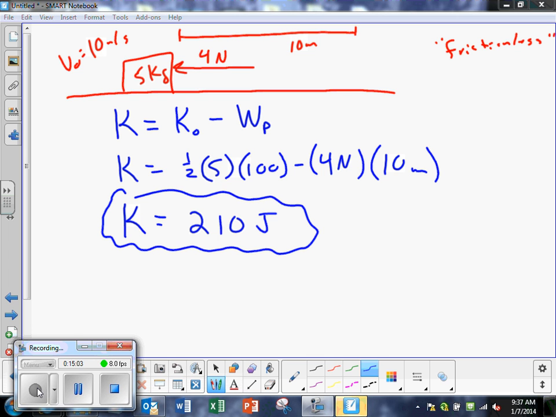And if I wanted to figure out my velocity, I just set that equal to 1/2 mv squared. It gives you my new velocity. So this stuff is a little easier than the kinematic equations.